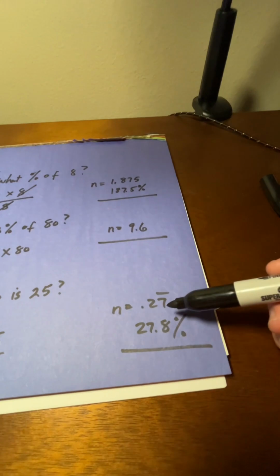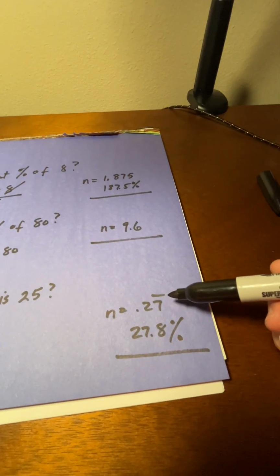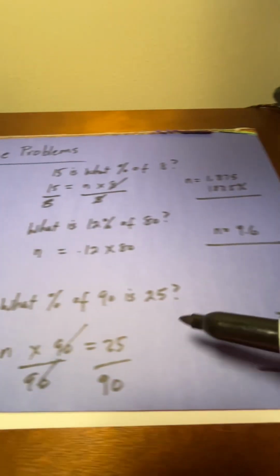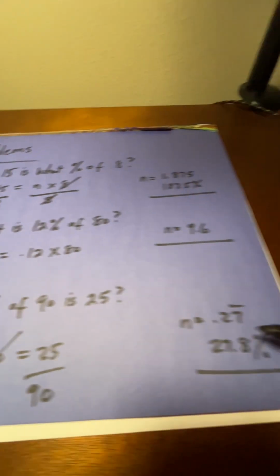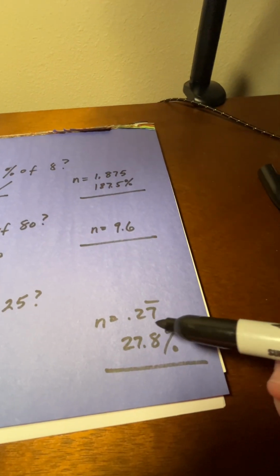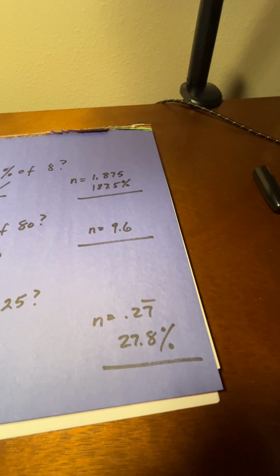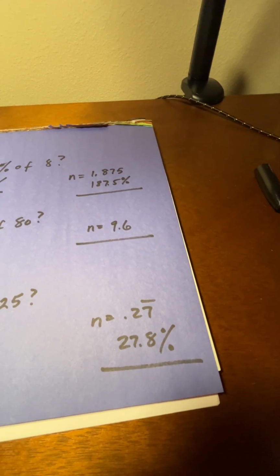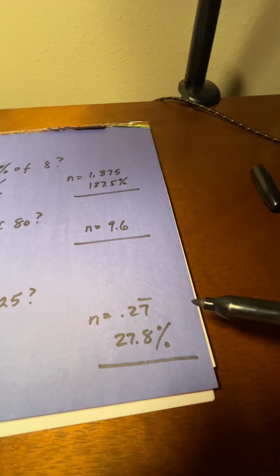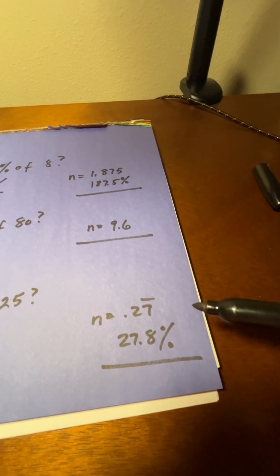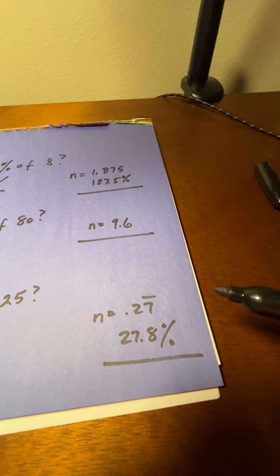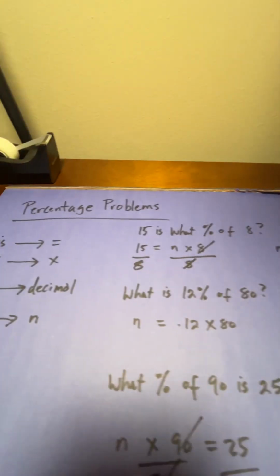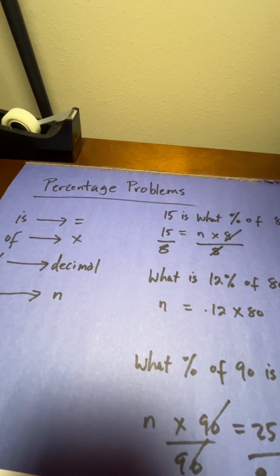Well, 25 divided by 90 is 0.27, and the 7 is repeating, but it asks what percent, so I have to change this to a percentage. You move the decimal 2 places to the right and add a percent sign. So that's going to be 27.8% because the 7 is repeating, and I round it up. So 27.8%. So that, I think, is the best way to solve percentage problems.